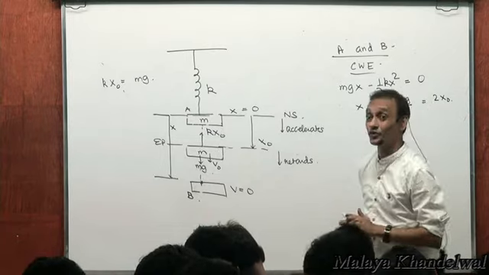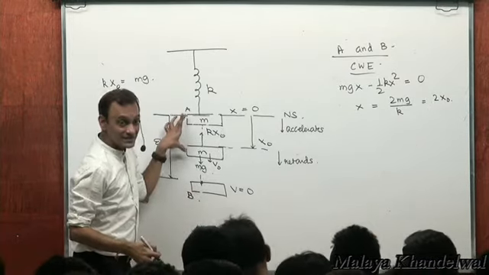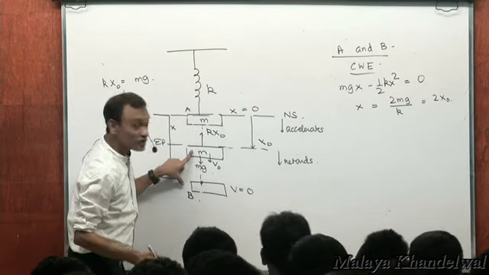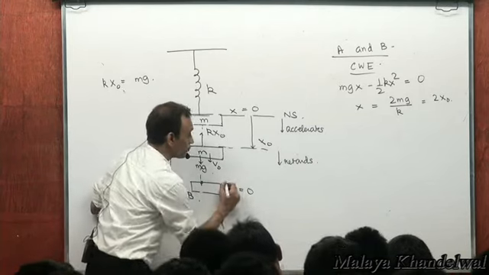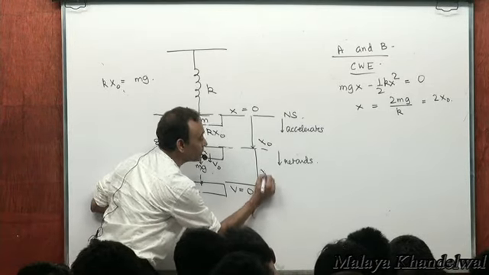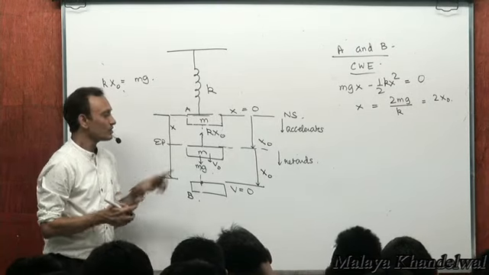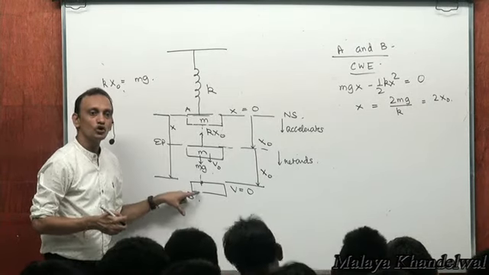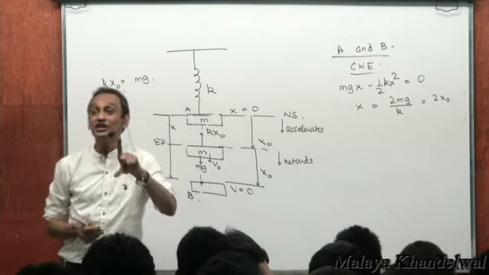Now you had no control over its amplitude, which is 2x naught, isn't it? Therefore, this is the equilibrium position. X turns out to be 2x naught. Therefore, what would this be? This length will also be x naught. This is the mean position. This is the lower extreme. This is the upper extreme. And the amplitude is x naught.